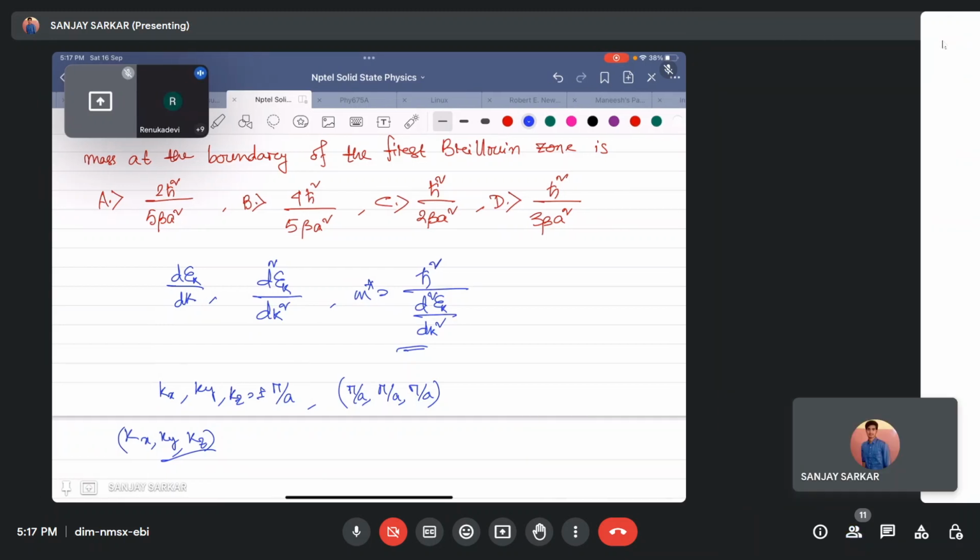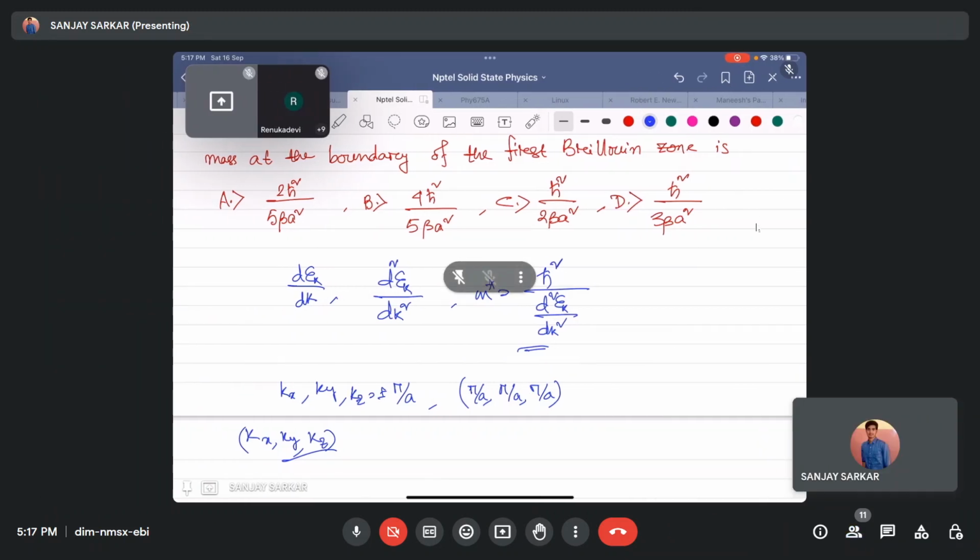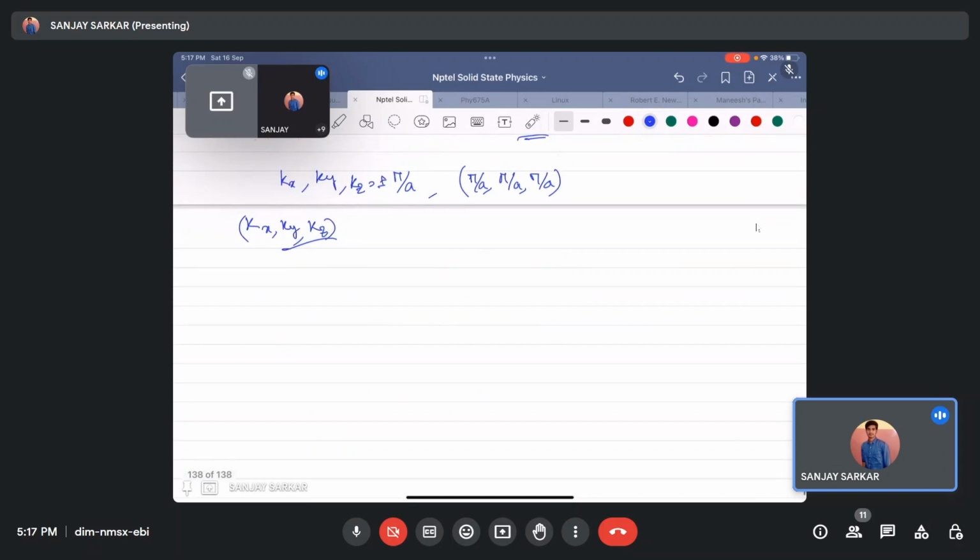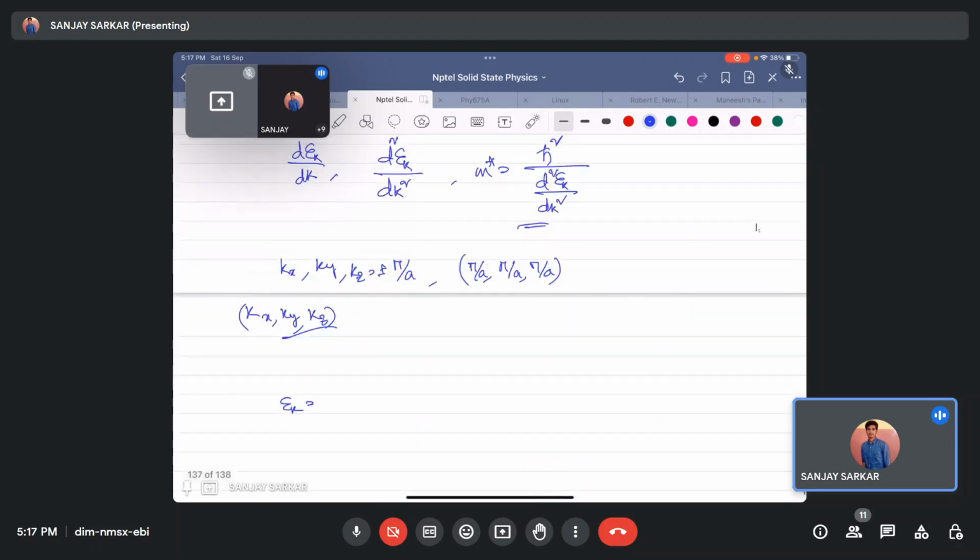Option D, sir. Option D. Yes, the correct option is option D. So it's nothing, just a double derivative, right? Epsilon k is given. Epsilon k is beta cos kxa plus cos kya plus cos kza. This is the answer, right?